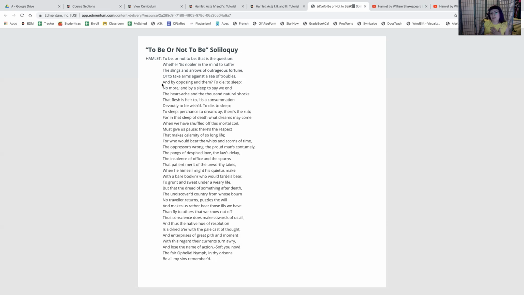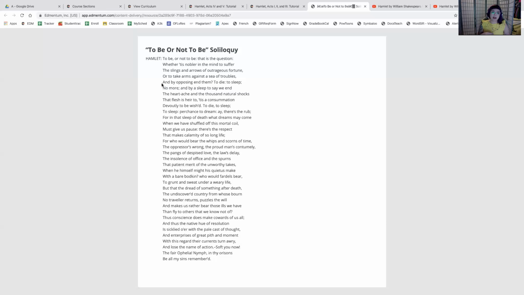But is it better to die, to sleep, for in that sleep of death, what dreams may come when we have shuffled off this mortal coil must give us pause. So it's to think about the nothingness beyond death, what comes after death, we don't know. And so you have to stop and think before you kill yourself.